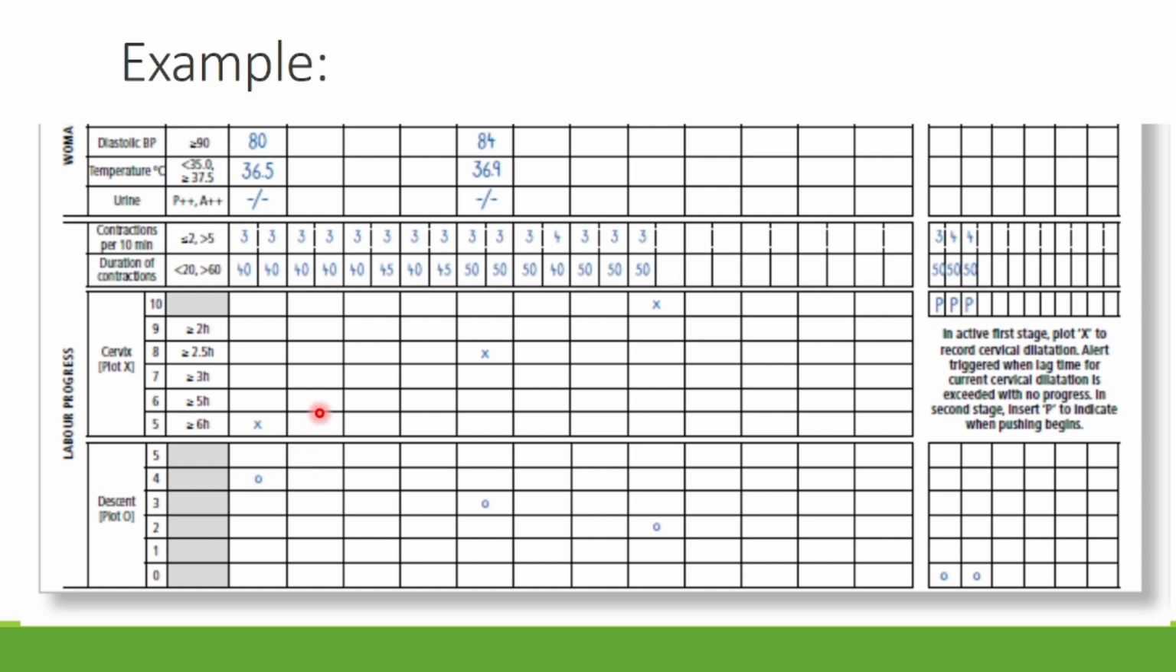After 4 hours, this is the second hour, third hour, fourth hour, the cervix became 8 cm dilated, so this is good, normal progress, okay, and the head descended more, 3/5 palpable abdominally. After another 3 hours, the cervix is fully dilated and the head is 2/5 palpable, so she is transferred to the second stage of labor. P means pushing. When she started pushing, here we write P, and the head is not palpable abdominally. So this is normal progress of labor.